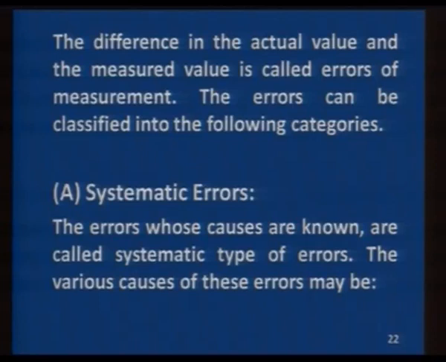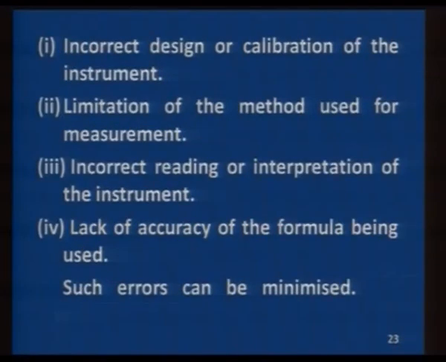The errors can be classified into the following categories, and one category is the systematic error. The error whose causes are known is systematic error. The various causes of these errors may be incorrect design or calibration of the instrument, limitation of the method used for the measurement, incorrect reading or interpretation of the instrument, lack of accuracy of the formula being used. Such errors can be minimized.